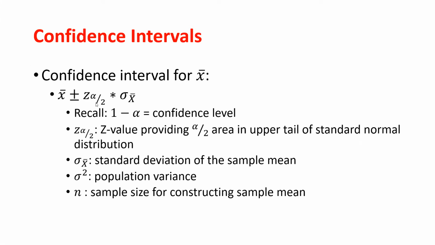So you'll take whatever confidence level you're interested in and figure out what alpha is. You'll then say, okay, I know there's alpha over 2 in each tail. I'll look up the z-score for alpha over 2. Then I'll have to figure out what the standard deviation of my sample mean is, and plug in my sample mean. Now I can find my lower and upper bound, right?